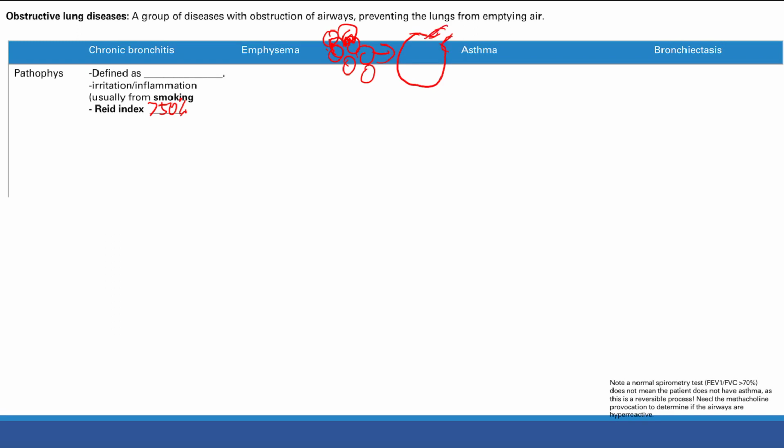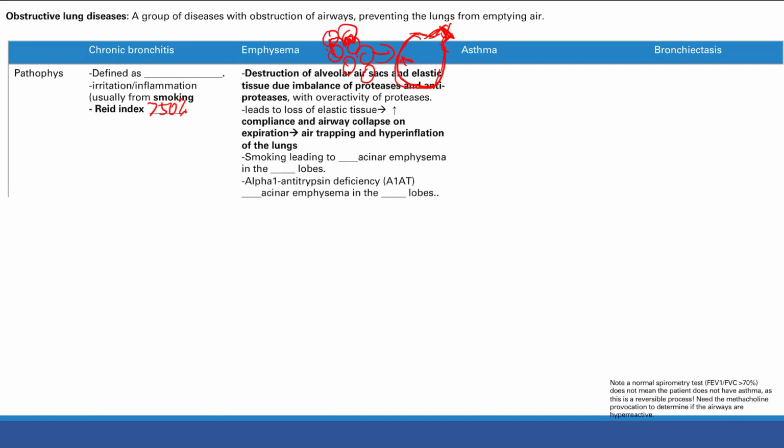And I like Pathoma's analogy. He says it's like a big plastic bag. It's going to be floating, it's going to be weak, and it's not going to be able to get air out. That's going to be the problem here. You're going to lose all that elastic tissue, and the airways are going to collapse on expiration. And basically, you get airway collapse on expiration, and you get air trapping. It's too much air in your alveoli. You're going to have hyperinflation of the lungs. Okay, so that's all the way up to here.